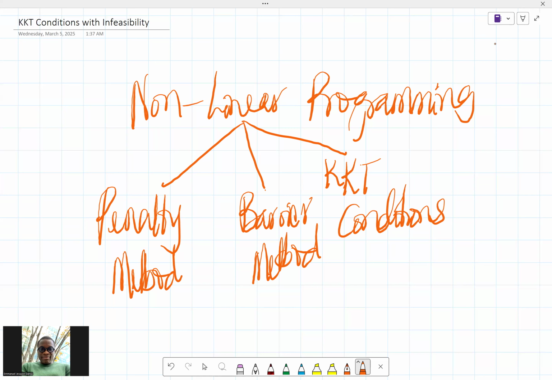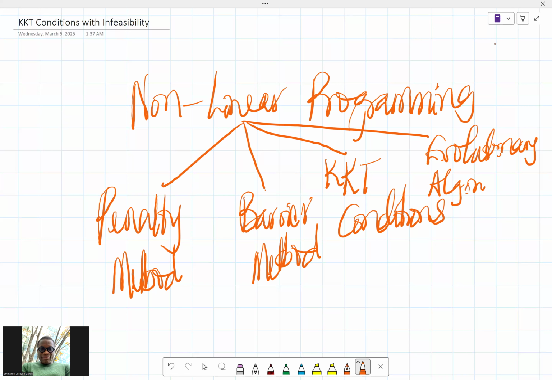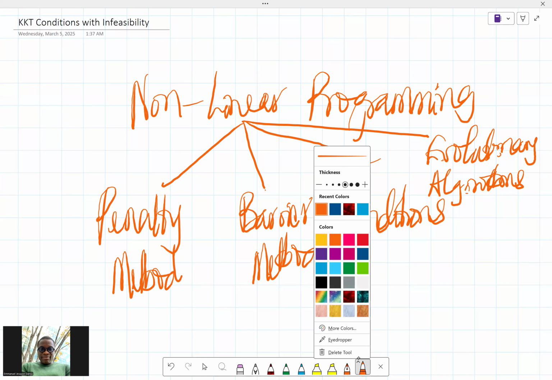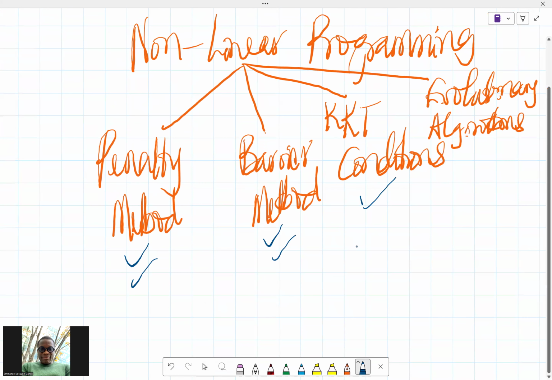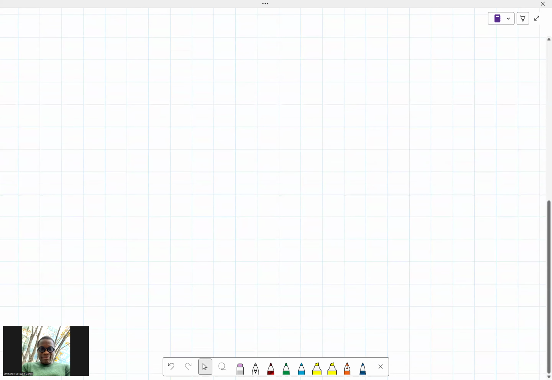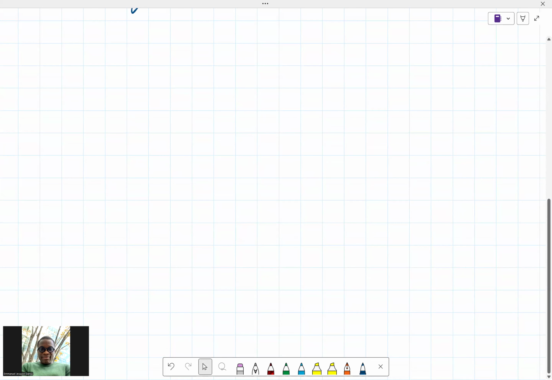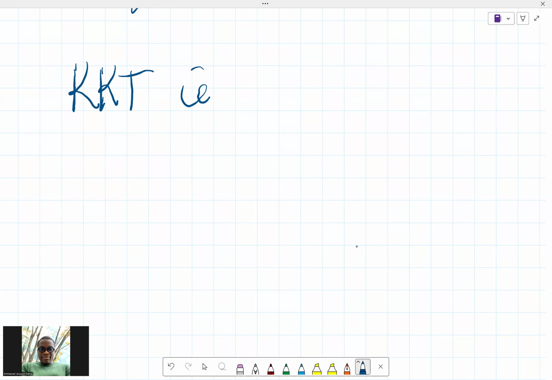So in the previous video, we've looked at the feasibility of the Karush-Kuhn-Tucker conditions. After now, we'll be looking at the evolutionary algorithms for solving nonlinear programs, like simulated annealing, tabu search, genetic algorithm, and so on and so forth. So, like I said, we have seen penalty method, barrier method, and now we are on Karush-Kuhn-Tucker conditions. I think I'll just state the conditions again. I did that in the previous video already. So let's remind ourselves of the Karush-Kuhn-Tucker conditions.